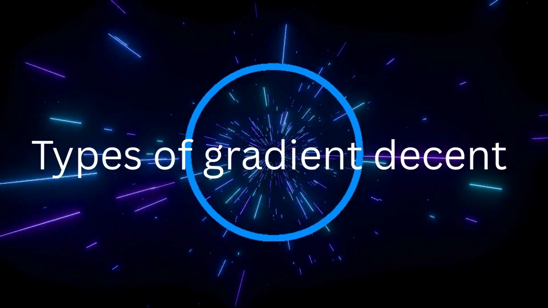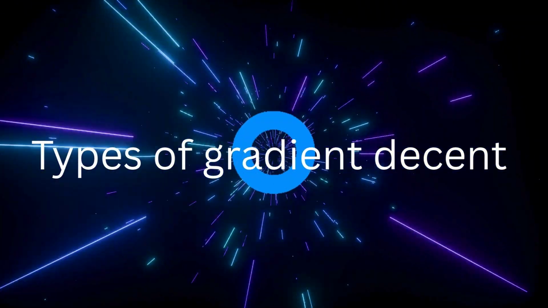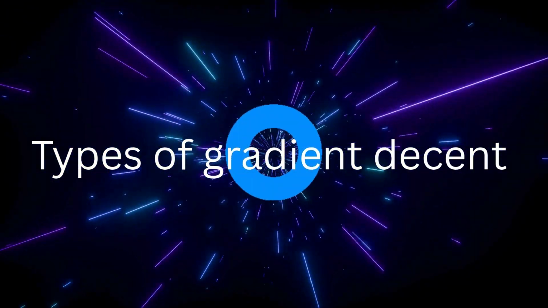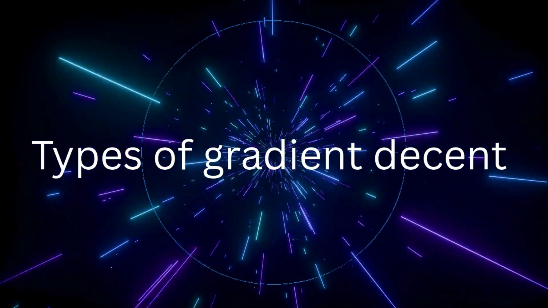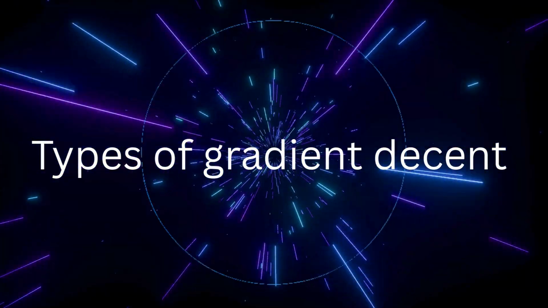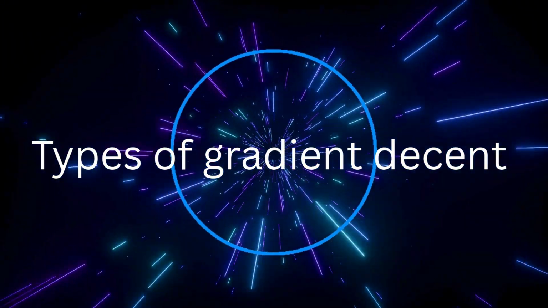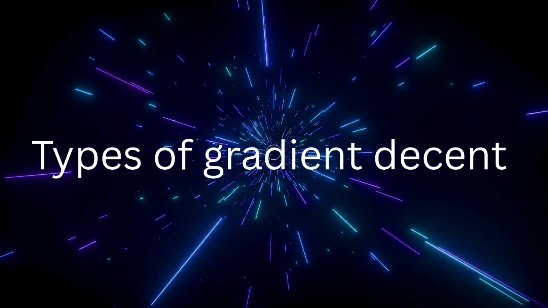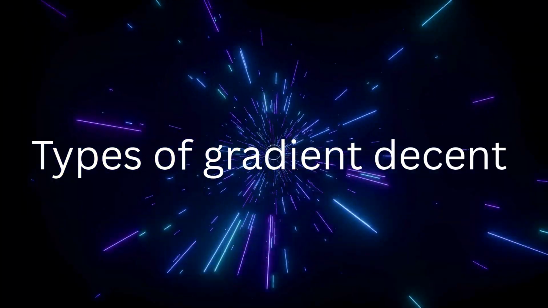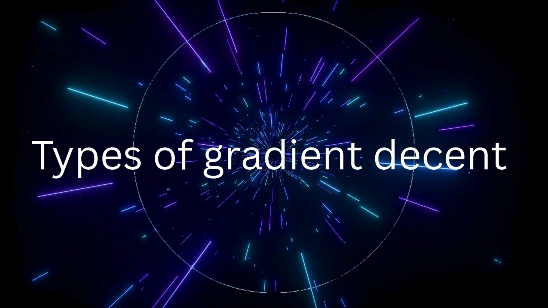So another one is stochastic gradient descent, SGD. It's a short form. Here we use just one random data point at a time. This makes it very fast, but the updates are noisy. The cost function will bounce around but eventually find the minimum, or you might not find the minimum, but it is somewhat faster compared to other types of gradient descent.